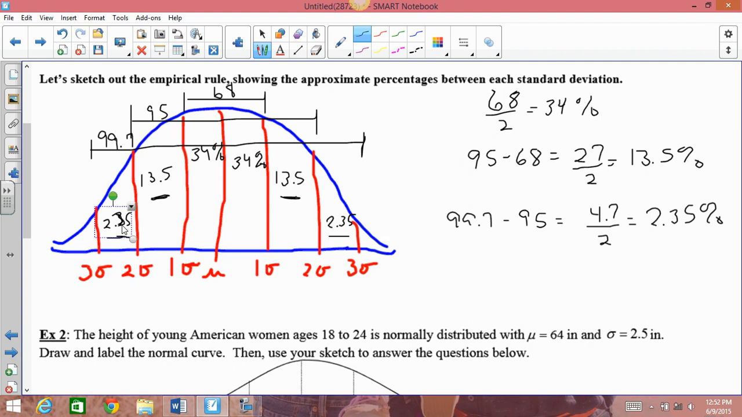And then lastly, like I said a minute ago, 100% of your data is underneath this curve. So there's a minuscule amount then that is beyond 3 standard deviations in either direction. To figure that out, I just do 100 minus the 99.7. That gives me 0.3 divided by 2. That's going to give you 0.15%. Very tiny percentage. So this one right here, it's a different color, 0.15%. And this one also 0.15%.